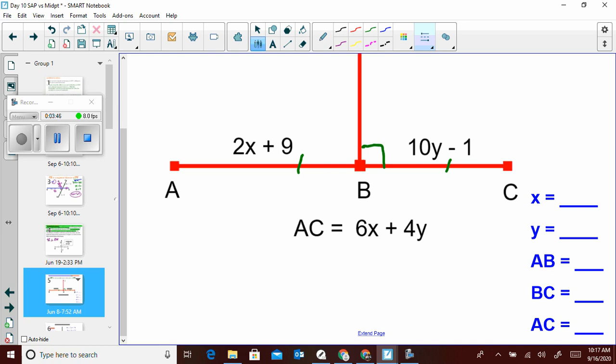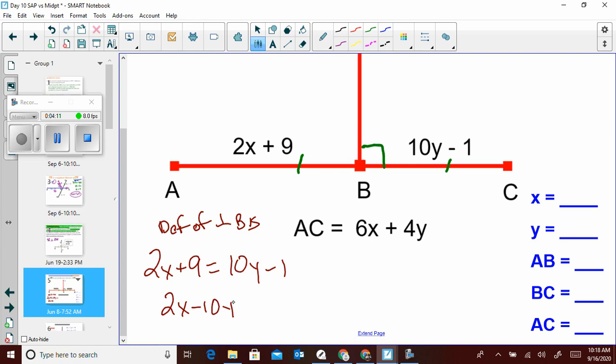Let's set up one. If these two things are equal, I have 2x plus 9 equals 10y minus 1. And what allows me to set that up is definition of a perpendicular bisector. You have to explain everything. So if we're solving a system, I like to get my x and y to the same side. So 2x minus 10y is negative 10. We'll bring the 9 over.